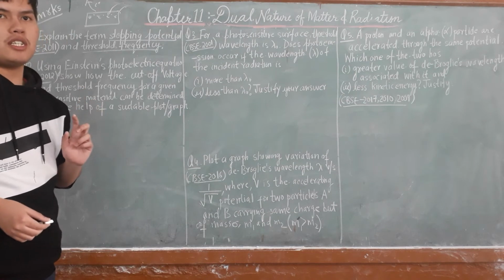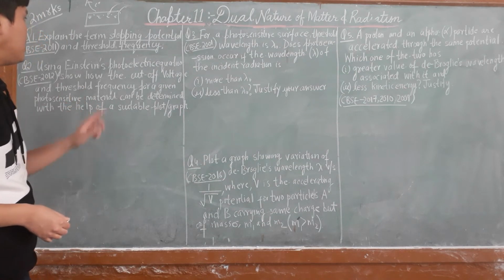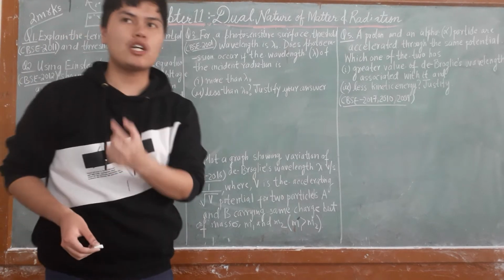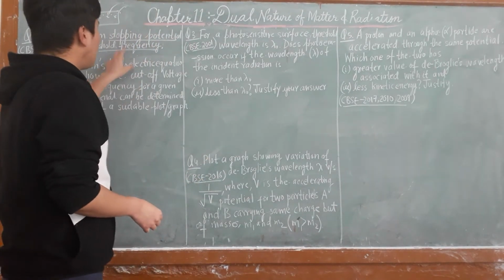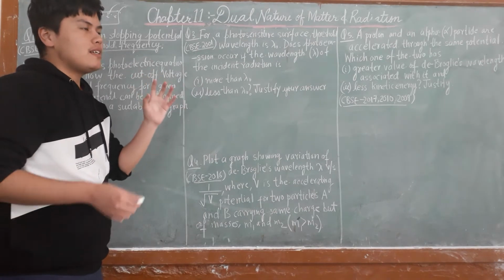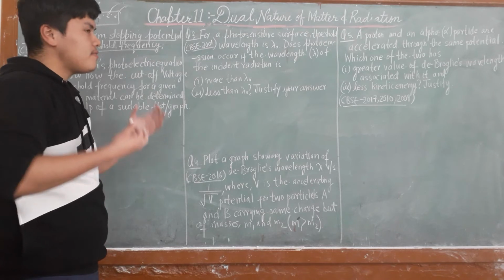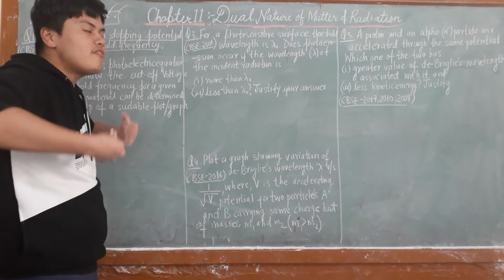The threshold frequency is the minimum frequency of the incident radiation that is required to overcome the binding of electrons, or you can say to overcome the attraction of the electrons, so that they become free.